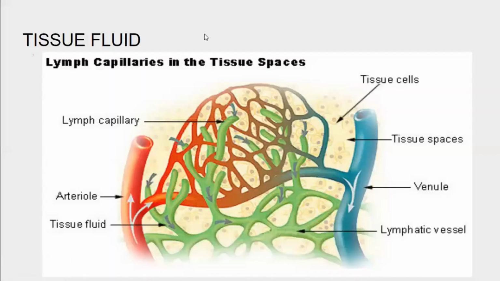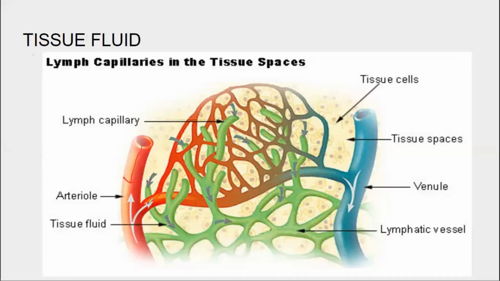Now we will see that these are the arteries. Arteries are taking the blood. The blood will pass through these capillaries. Let me mark it with a different color pen. So the oxygenated blood is going to the arteries, and from the arteries the blood is going to the capillaries. And here are our tissues, our cells.